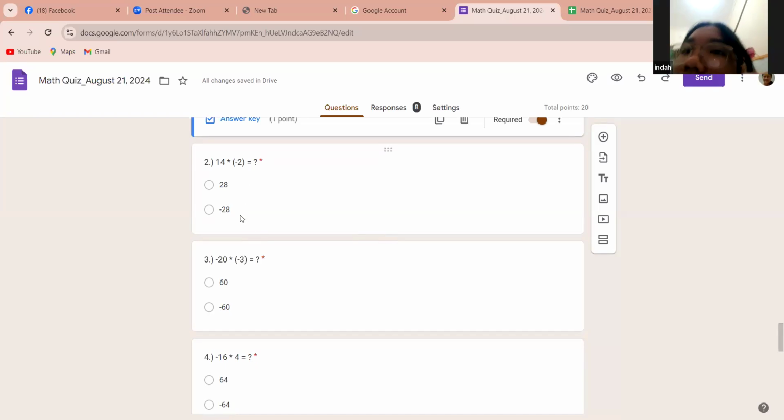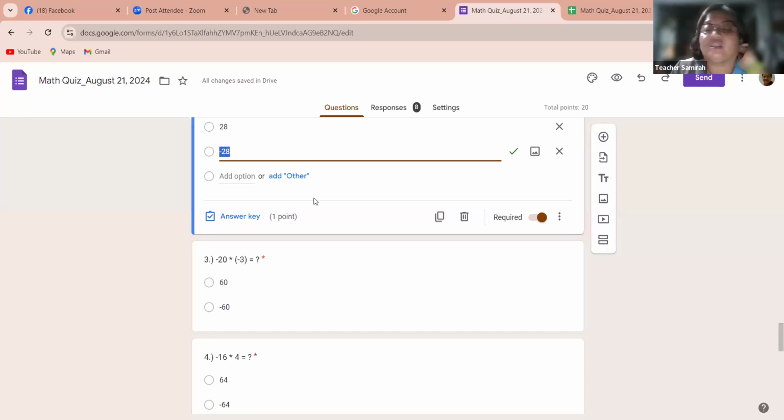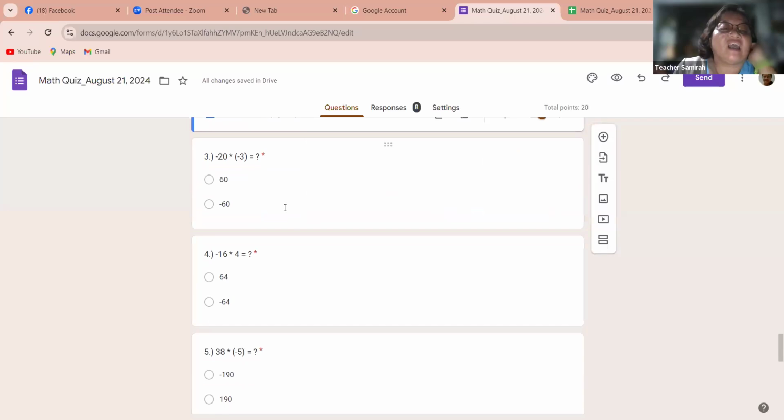Negative 28. Very good. It's easy, right? It's really very easy. Okay. Next, negative 20 times negative 3. Take note. What are the signs of the two integers? Negative. Negative. Do they have the same sign? Yes or no? Yes.